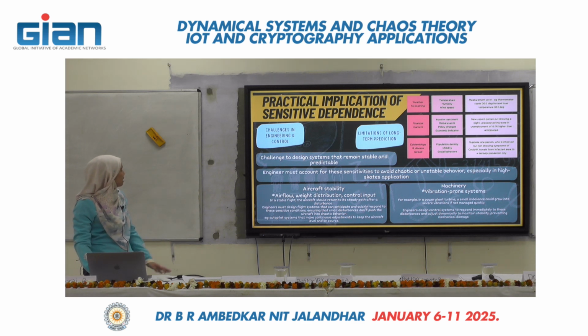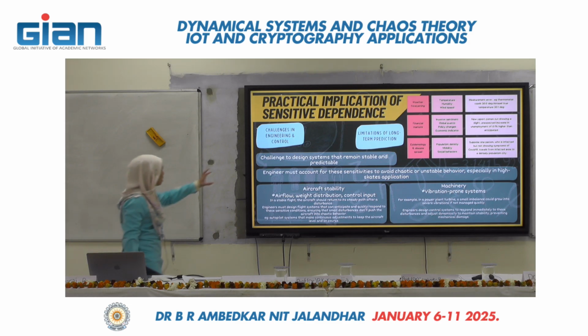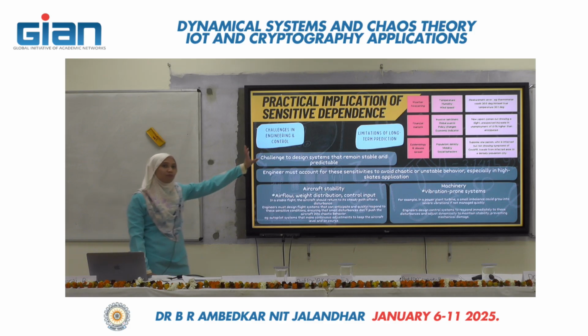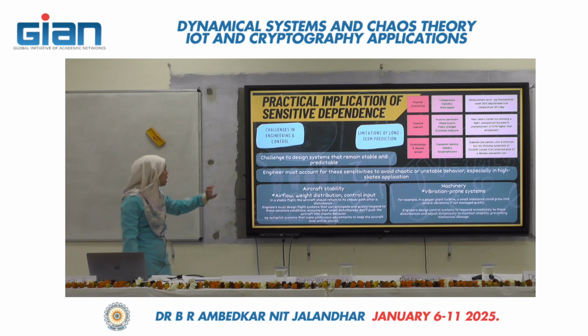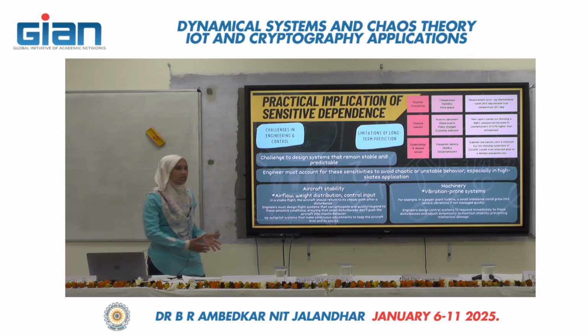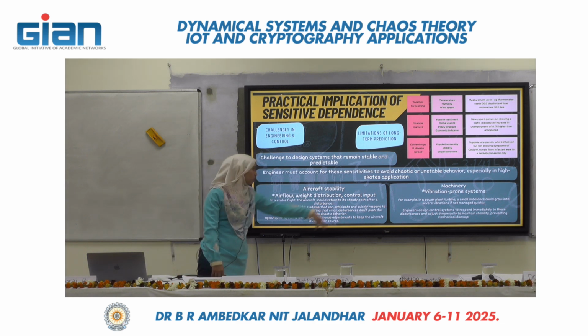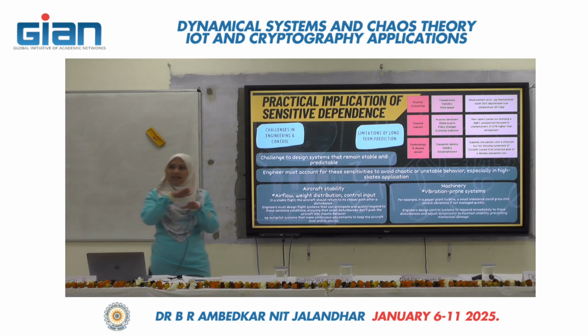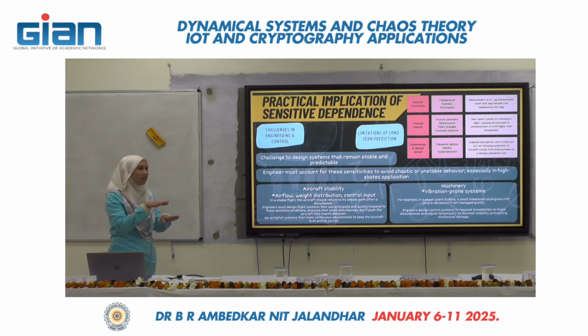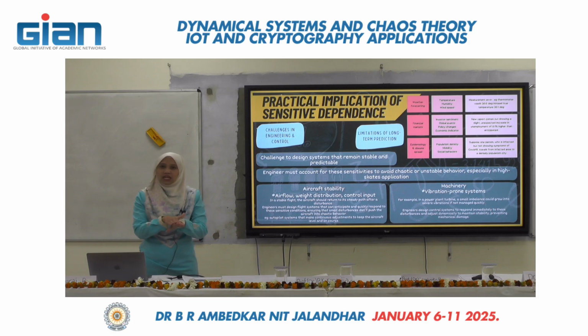Okay, so this is a practical application of sensitive dependence. I'm giving you two: one in engineering and one for prediction. This is the challenge for engineers and for prediction. For example, in aircraft stability, we have a few important state variables, like airflow, weight, and control input. You need to make sure the flight is stable. If turbulence happens, it means chaos is there. So how do you manage the aeroplane? That is why chaos is very important for engineers to check in the system, so they can apply control input to their system.